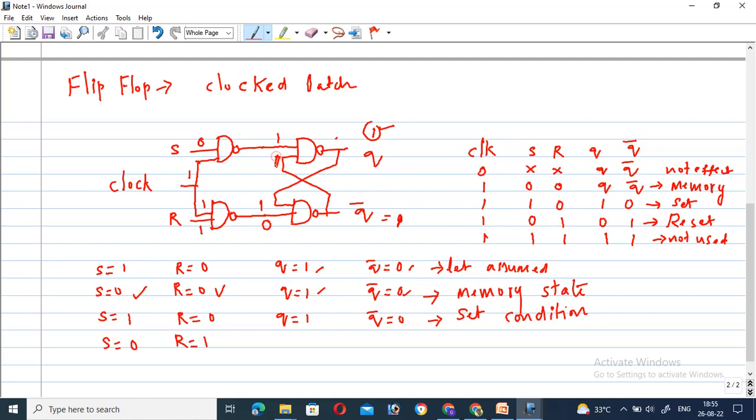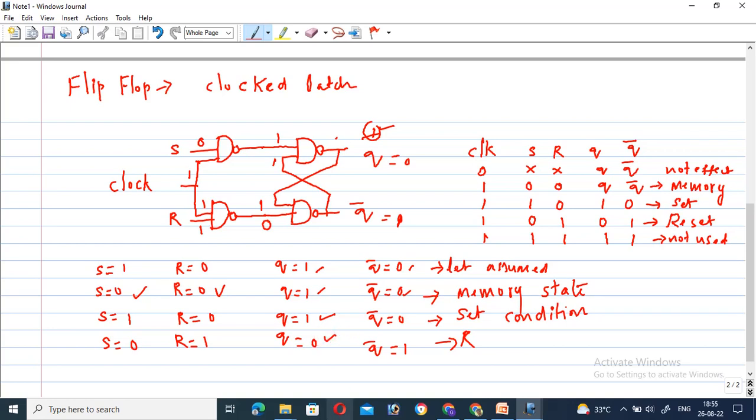So for the 1 1 combination, let us see here. For a NAND gate with 1 1 the output value is equal to 0. So here Q is equal to 0 and the Q bar value is equal to 1. This is called the reset condition. That means previously this output value was 1, and now it becomes 0.